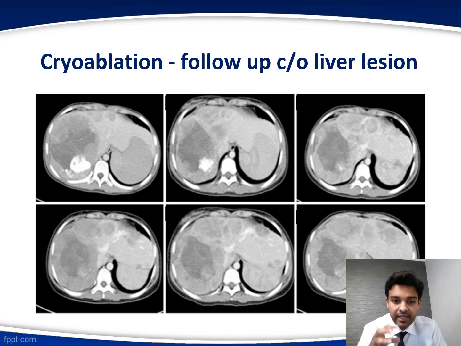I want to highlight here the effectiveness of cryoablation by showing you a follow-up study involving a patient with complaints of liver lesions in the right lobe of the liver, as well as multiple nodules in the liver. A CT done before the cryoablation showed the right lobe lesion. After the cryoablation, you can see in the follow-up study from the first year to the second, third, fourth, and fifth year, how far the lesion diminished in size and how effective the cryoablation was in this instance.